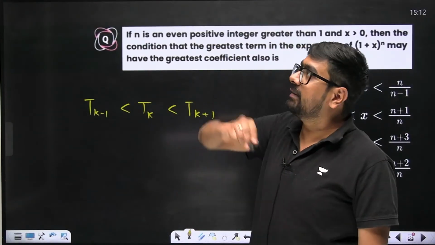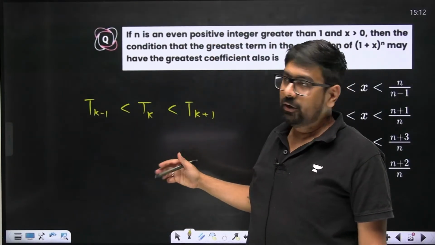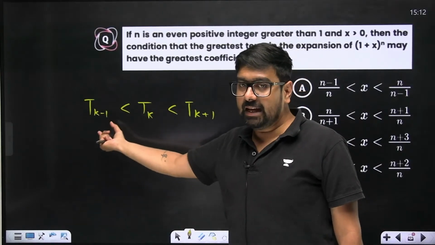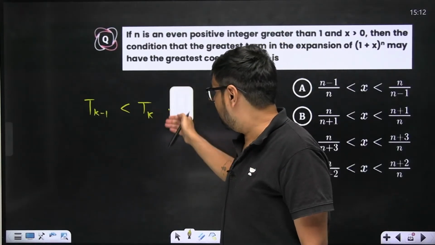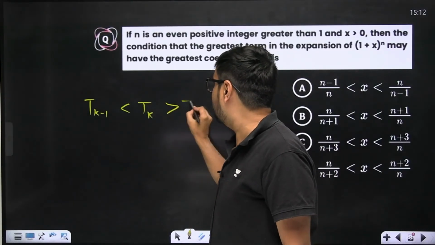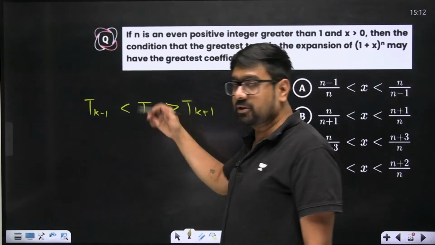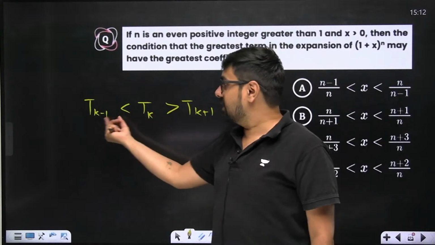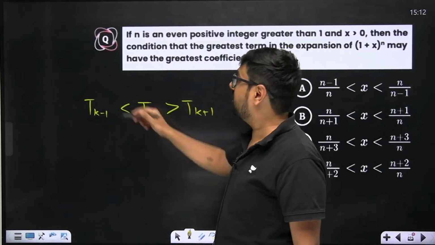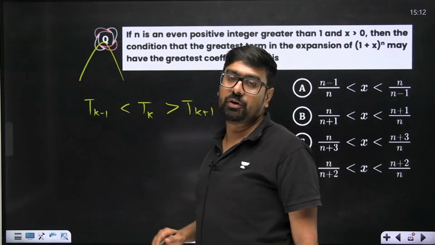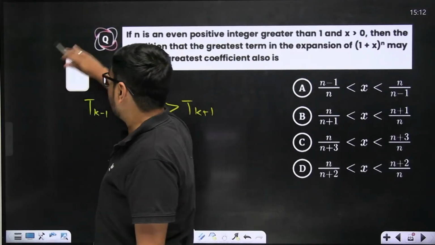Because the graph is always like this, it increases and then decreases. So any value which is greater than its previous value and also greater than its next value will be the maximum value, because this is how the graph is going. This is the main idea behind it.